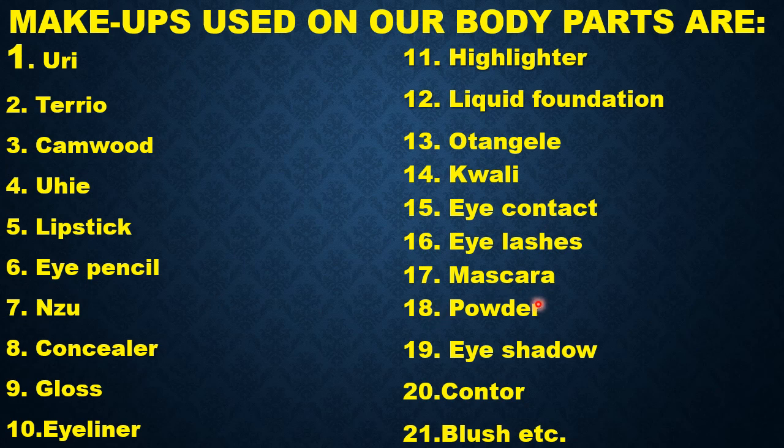Number 17, mascara is a foreign makeup. Number 18, powder. This is a foreign makeup, but it can also be made in a local way. Number 19, eyeshadow is a foreign makeup. Number 20, contour is a foreign makeup. Number 21, blush is a foreign makeup. And any other makeups people do apply when they want to beautify themselves.